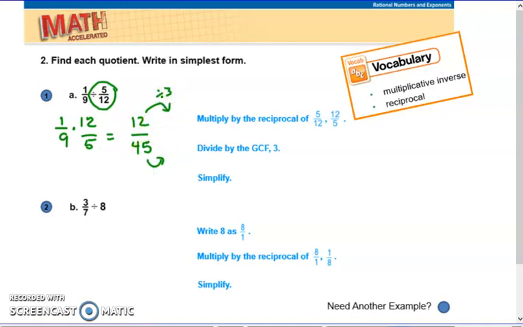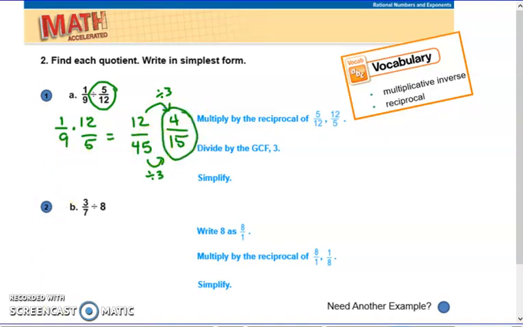Divisible by 3, so you can simplify it. Okay, so this is 12 divided by 3 is 4. And 45 divided by 3, 15 plus 15 plus 15, it would be 15. Okay, so this is our answer reduced.